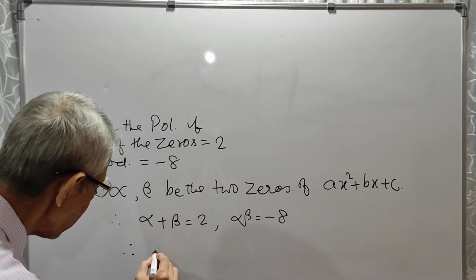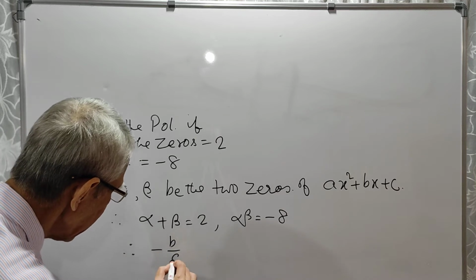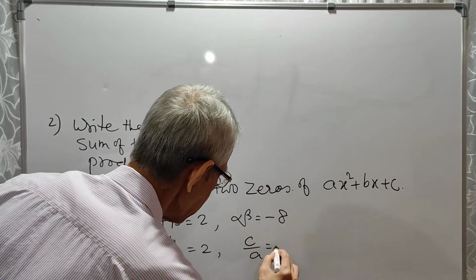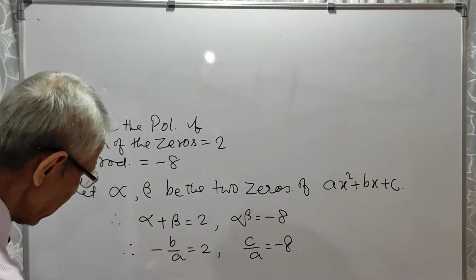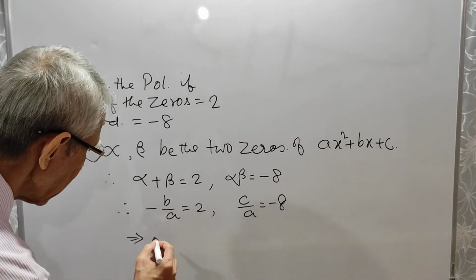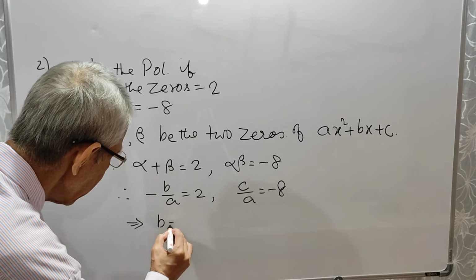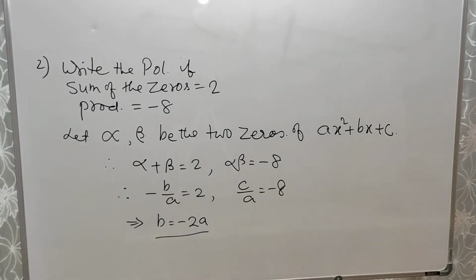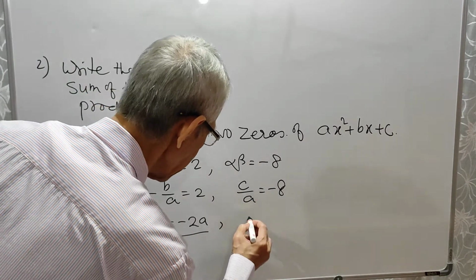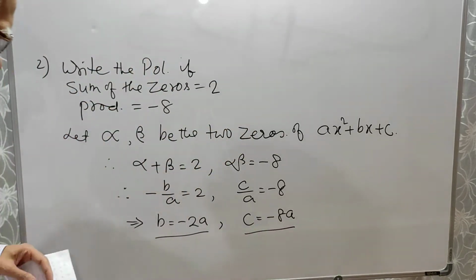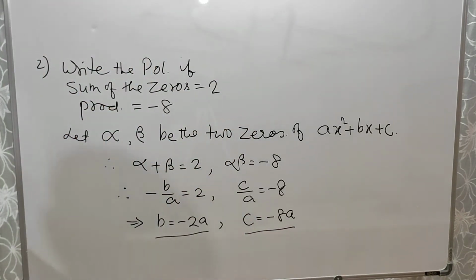Now alpha plus beta is minus b by a, so that is equal to 2. And the product is c by a, so c by a equal to minus 8. So from here we get minus b equal to twice a, so b equal to minus twice a, and c equal to minus 8a. So we have got b and c in terms of a: b equal to minus 2a and c equal to minus 8a.